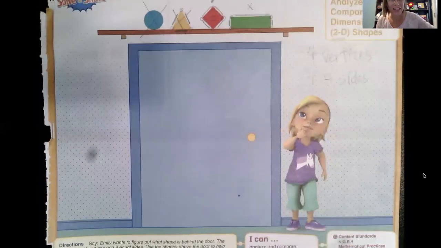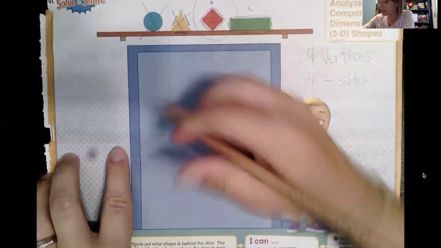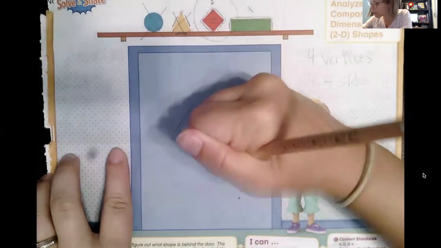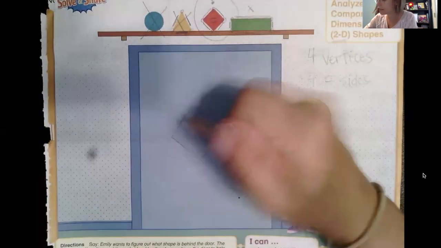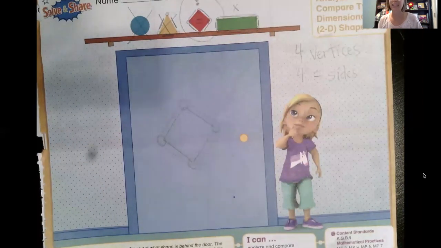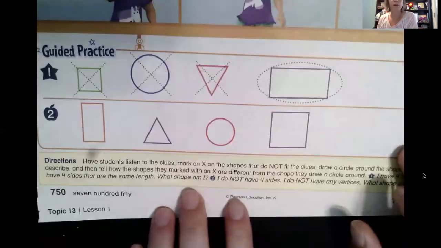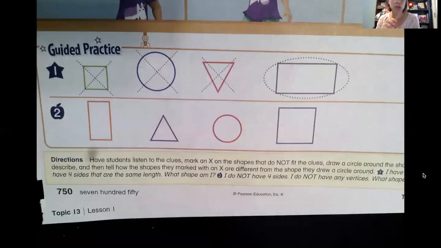So what shape is hiding behind the door? It's the square with the same sides and 4 vertices. I like to circle my vertices. That helps me find the corners. Look! Let's listen to the clues. They already did number 1, so I'll just read the clues for number 1 and you can watch, okay? And then we'll do number 2 together.